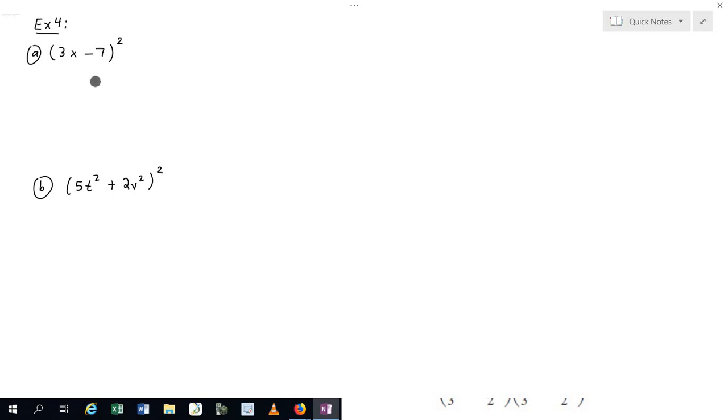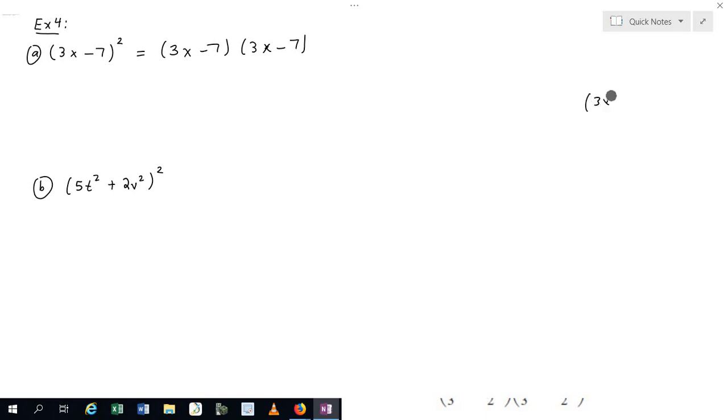Okay, so now let's look at example 4, part A and B. Now here we're not multiplying by conjugates. This is the square of the binomial, which is, when you write this out, when you square something, it means you multiply it by itself. So this means 3x minus 7 times 3x minus 7. A very common mistake that people make is to simply square the 3x and then subtract 7 squared. But that's not what this means. This means 3x minus 7 times 3x minus 7. So we actually have to FOIL this out.